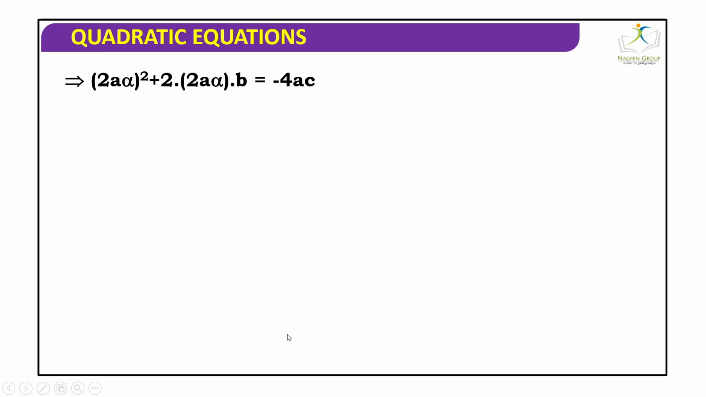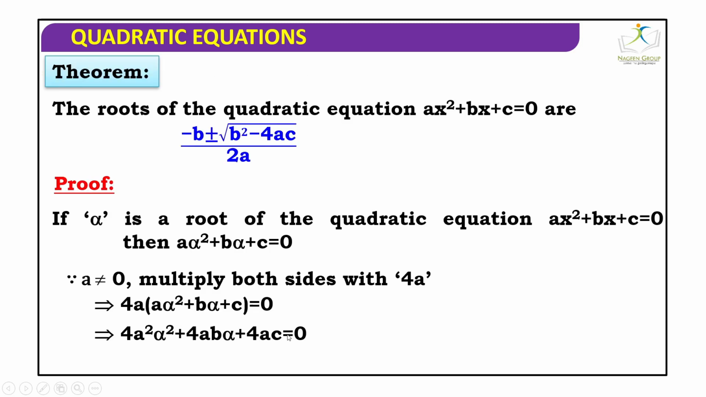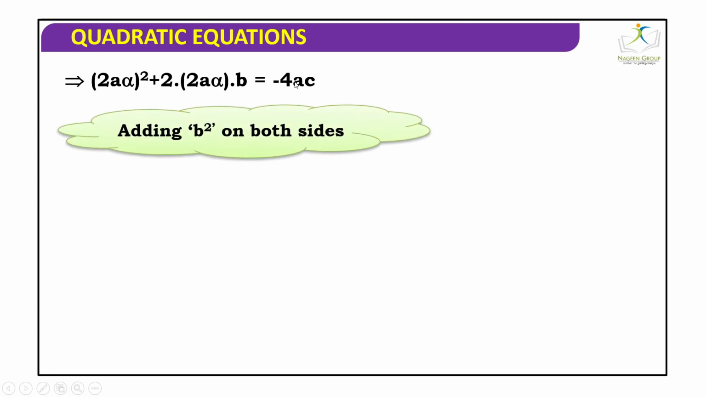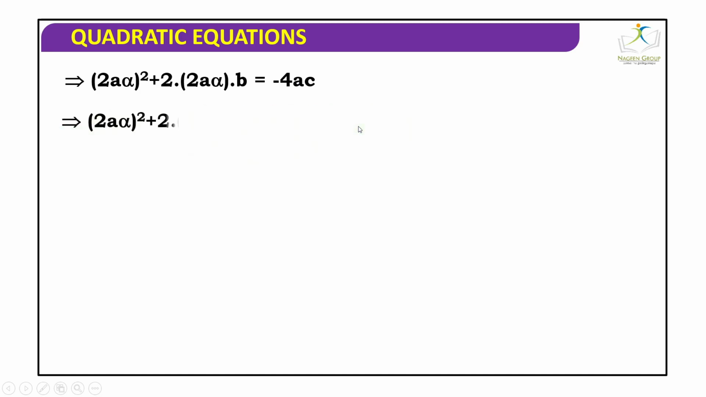Here, for the first term, 4a square alpha square, can I write it as 2a alpha whole square? So here we write 2a alpha whole square plus 2 into 2a alpha into b, and the other part we take to that side, meaning minus 4ac. Now adding b square on both sides, it will be this as it is plus b square minus 4ac.